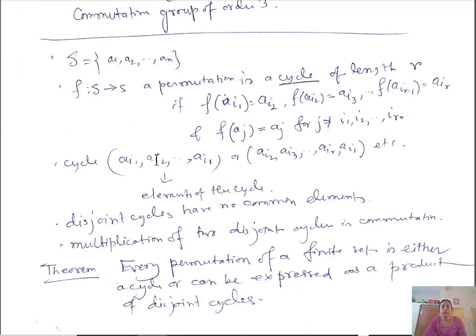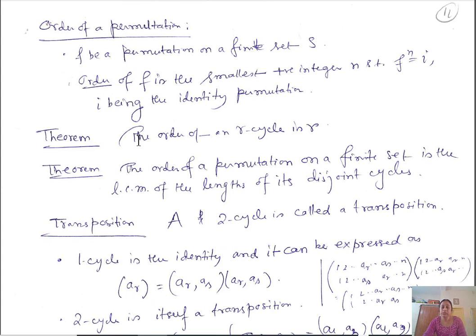One time you apply f, then again you apply f. Second time if you apply f here, you will get the next one. So actually f^n gives you the identity. You try to prove this: if you have an r-cycle, the order is r. r is the least positive integer such that f^r gives you I. f^r means f is composed with itself r times.